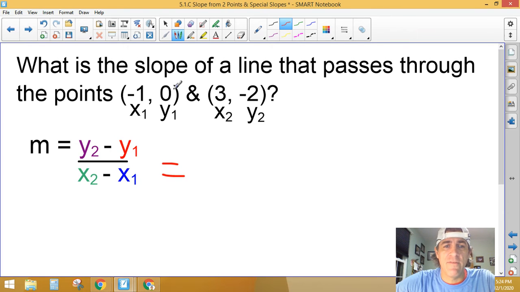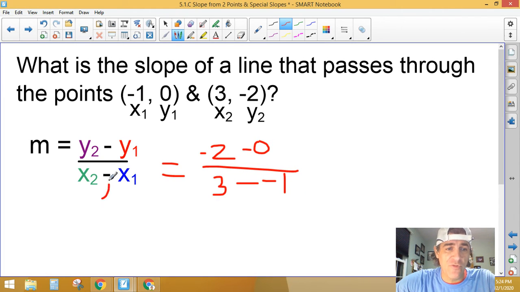The reason I like identifying is that y2 goes first. My y2 is -2. My y1, where is it? Oh, there it is. I'm subtracting away 0. Now I'm going to go to the bottom, x2, which is 3. I'm going to subtract away my x1, which is -1. Be very cautious. It's always subtraction, guys. Always a subtraction sign. So if the number is negative, I have to put minus a negative.